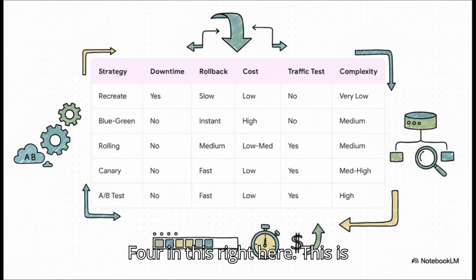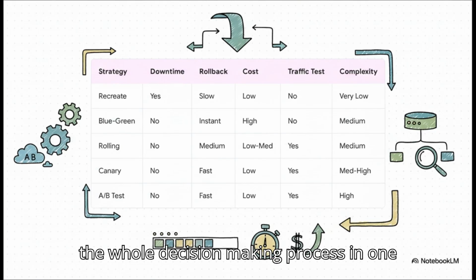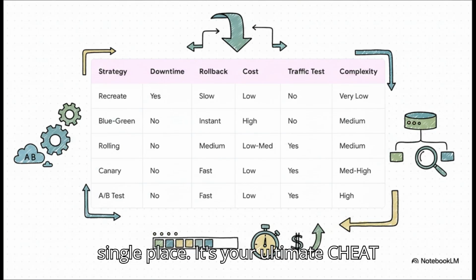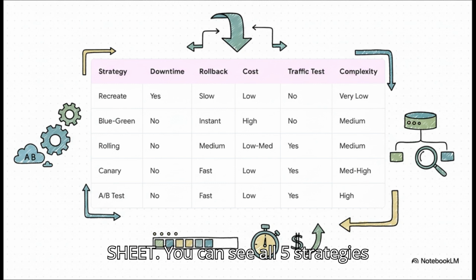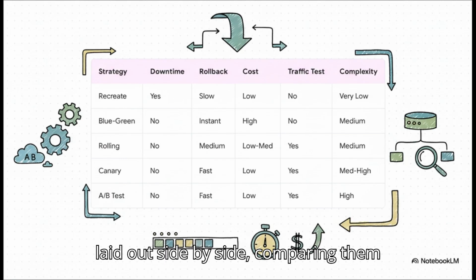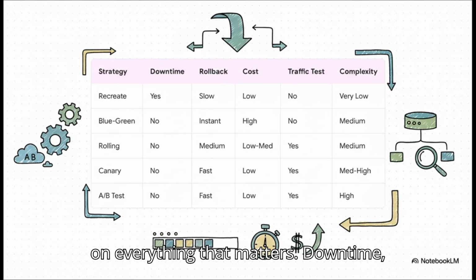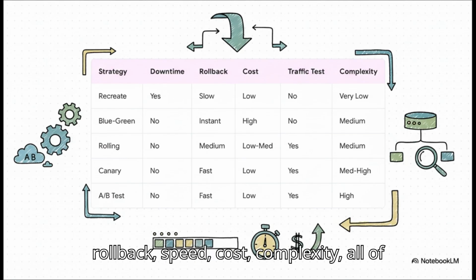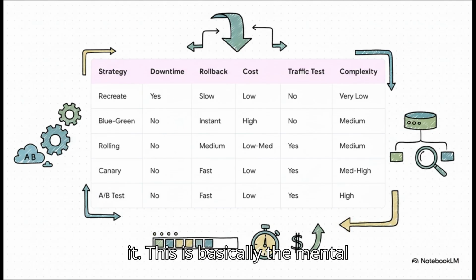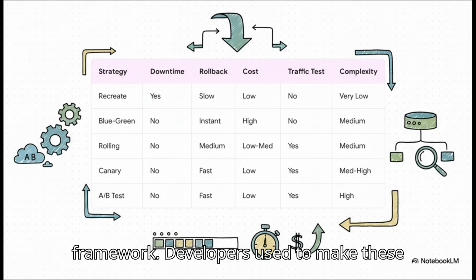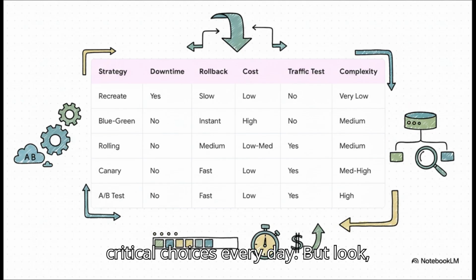And this right here, this is the whole decision-making process in one single place. It's your ultimate cheat sheet. You can see all 5 strategies laid out side by side, comparing them on everything that matters: downtime, rollback speed, cost, complexity, all of it. This is basically the mental framework developers use to make these critical choices every day.